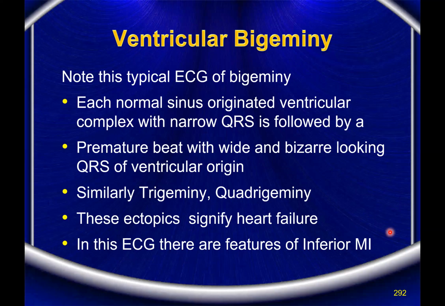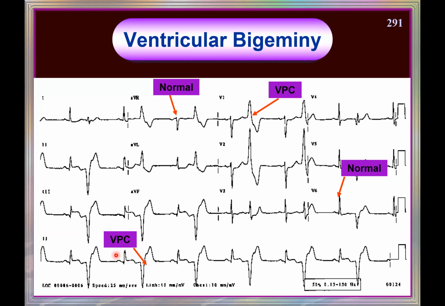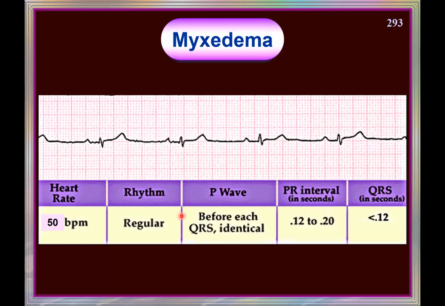In this ECG, there are features of inferior myocardial infarction. Where are they? You can see here, there is some amount of Q waves and ST elevation also is there. You can see the ST elevation in the inferior leads, L3 and aVF. These two suggest that there is inferior myocardial infarction. So impending ischemia and heart failure here, and there impending cardiac tamponade and pericardial effusion and ischemia.